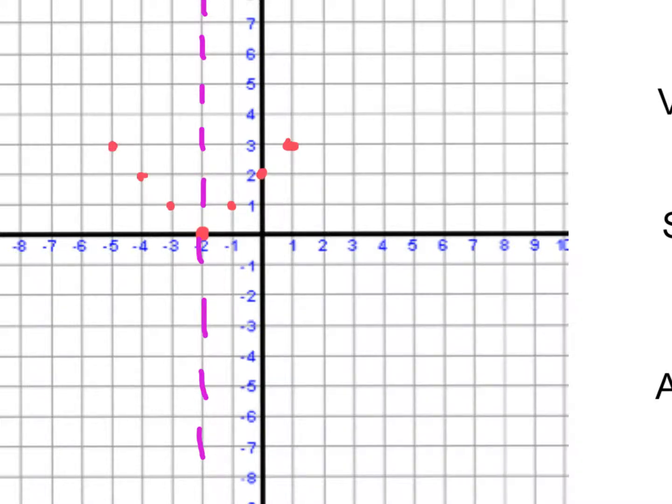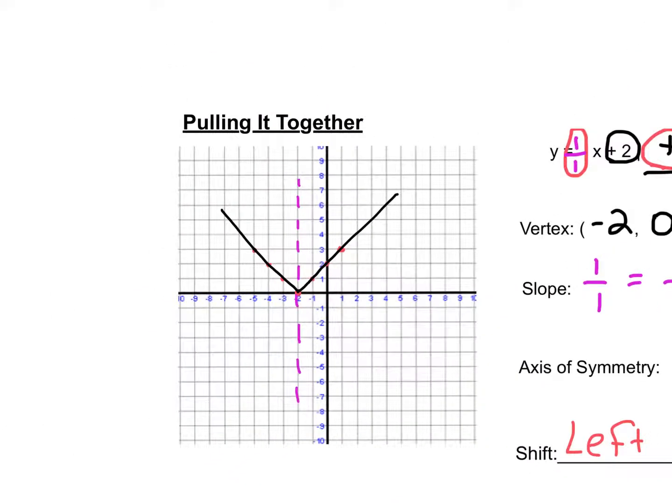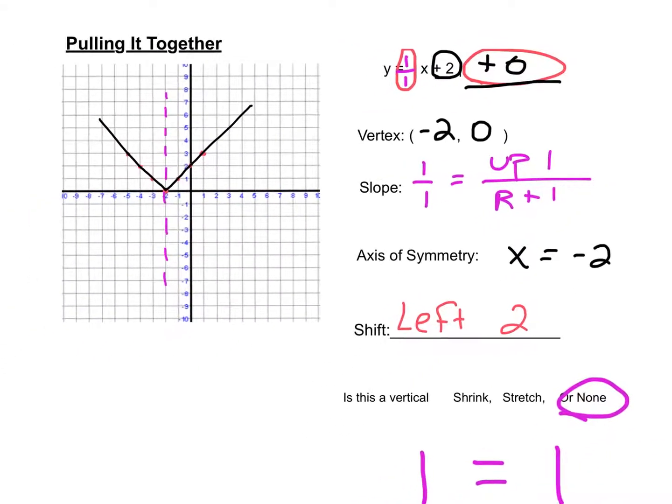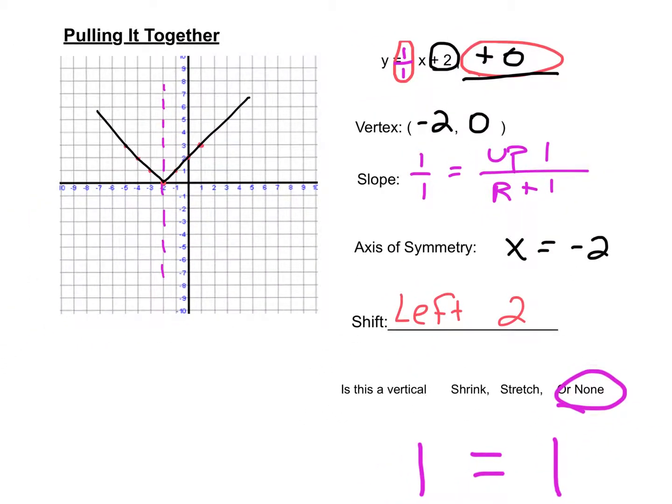Okay, so here we go. There's my graph, doing like this. And let's zoom back out because we are done with this question. So it'll look something like that.